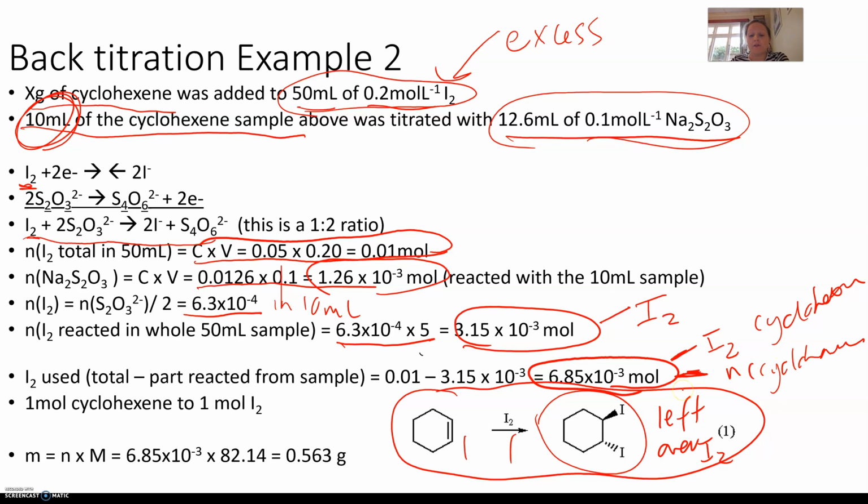And so, therefore, to work out the mass of cyclohexene that was added, we multiply it by the molar mass, and we get 0.563 grams. So hopefully that makes sense. The whole thing of a back titration is you have to work backwards from the second step to then come up with the answer. Please let me know if you have any questions.